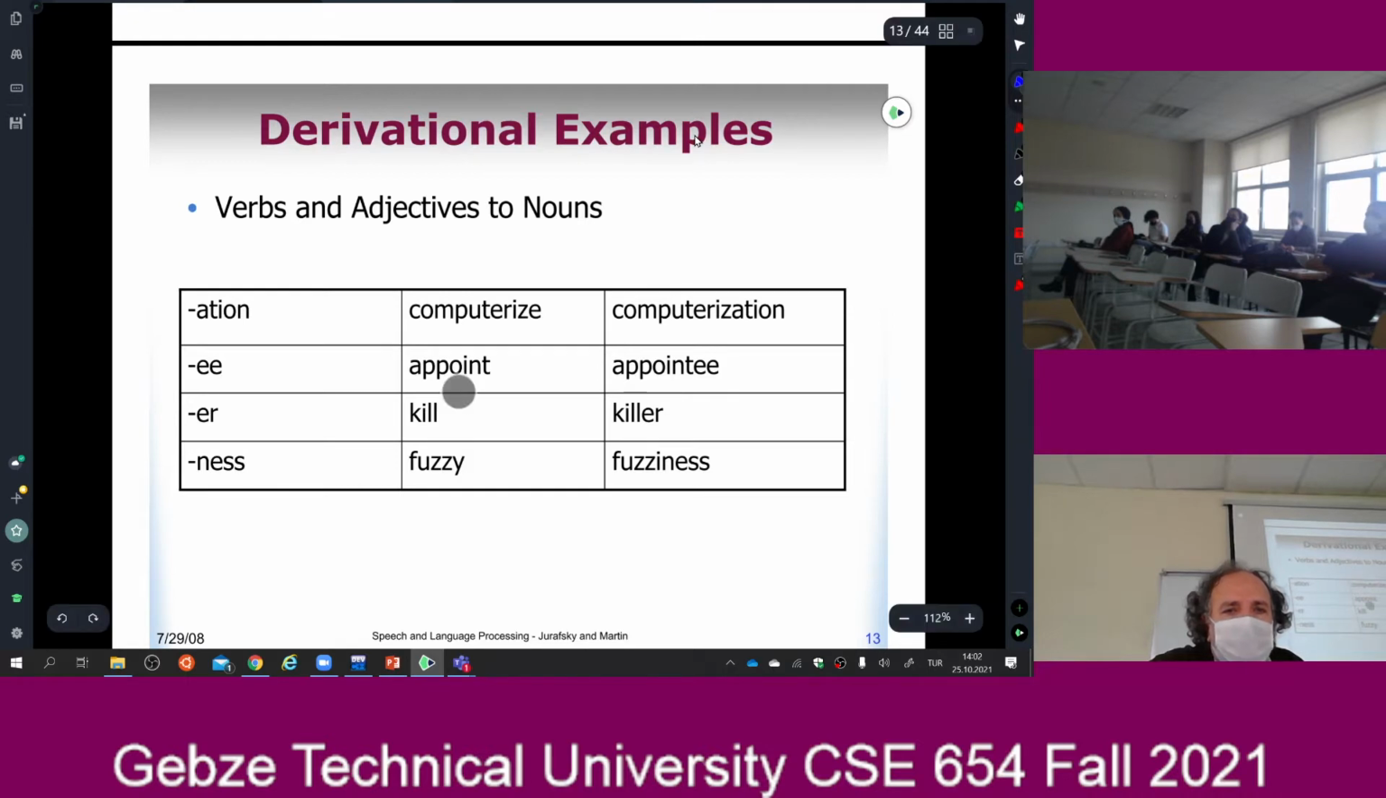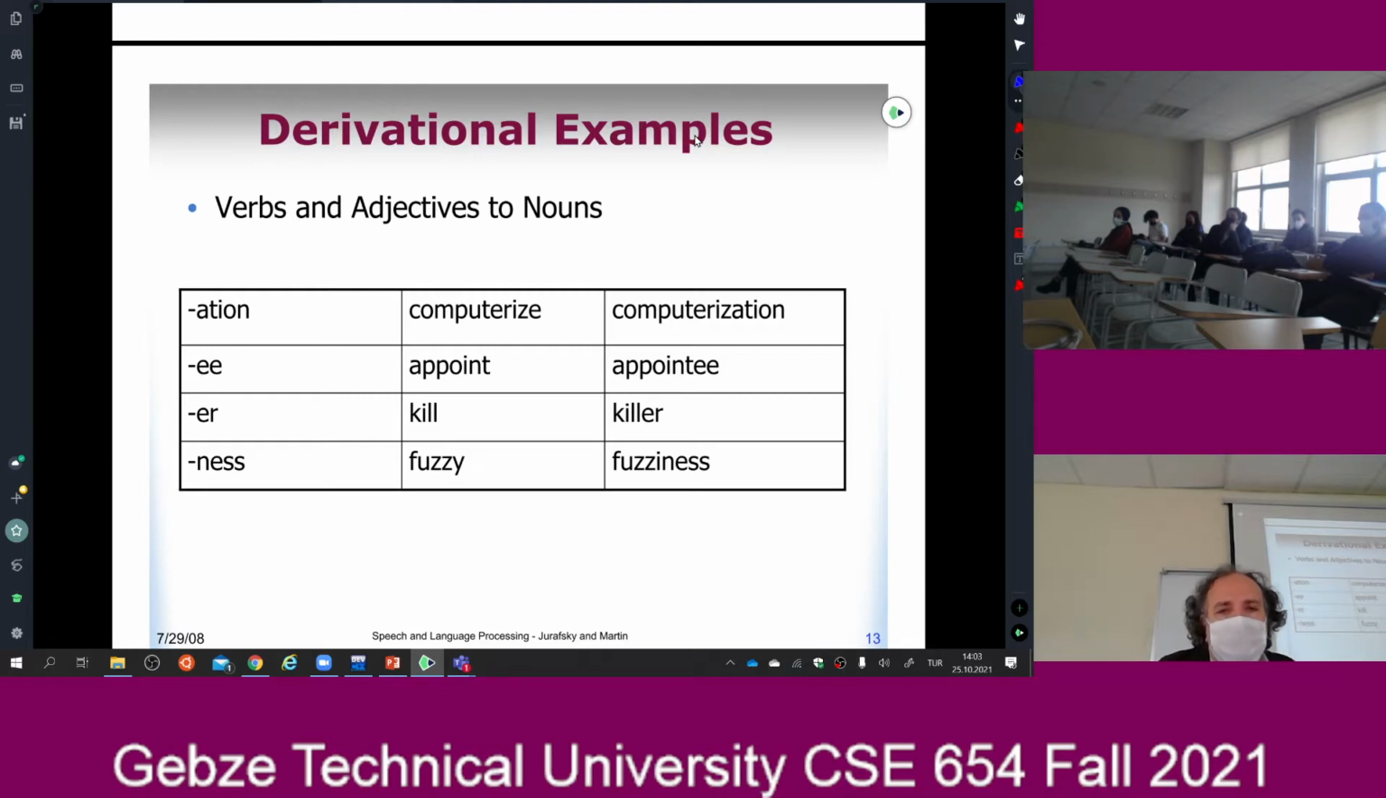Okay. Appoint is a verb. Appointee is a noun. Kill, killer. Okay. Fuzzy, fuzziness, etc. This is a verb, and this is a suffix. If you add this one at the end of that verb, it becomes a noun. But that suffix is not applicable for all the verbs.